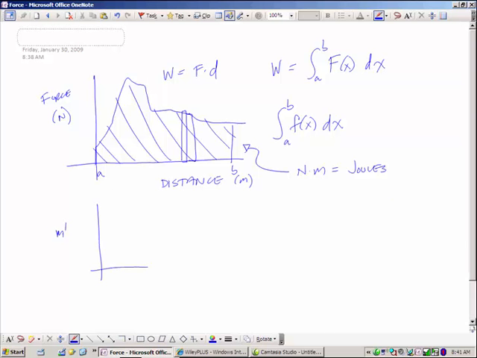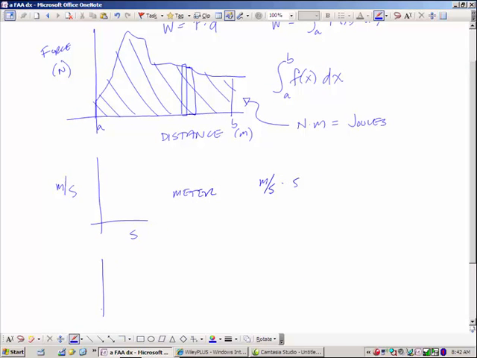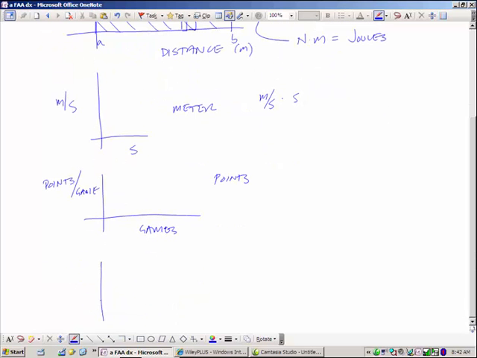If this is velocity in meters per second, and that's time in seconds, the units for the definite integral? Meters, right? Why? Because the definite integral is going to be meters per second times seconds, just like the definite integral here was newtons times meters. If we have points per game and games, points.